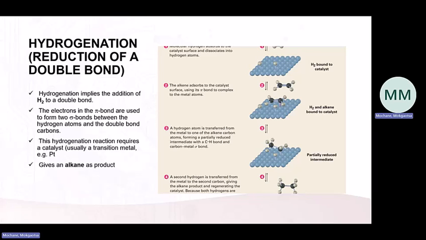So this hydrogenation reaction also requires a catalyst. Usually it's a transition metal in the form of Pt. The product of hydrogenation gives us an alkane. Remember, the double bond is broken into two sigma bonds. Those two sigma bonds are going to accommodate the two hydrogens. Once they accommodate the two hydrogens, it means the structure is no longer a double bond, it now becomes a single bond. It becomes an alkane. So the product of hydrogenation of alkenes is an alkane. Please take that into consideration. It's very, very important.